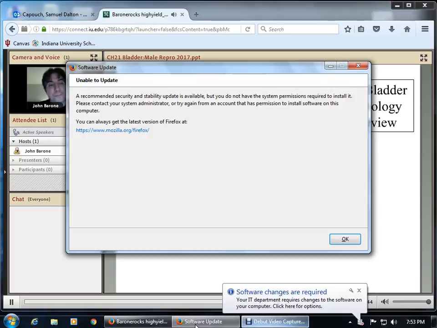Okay, third thing about bladder. Bladder tumor is very high yield, very testable. So let's do a quick review here. This is the bladder chapter review. I like doing these little summaries for you.